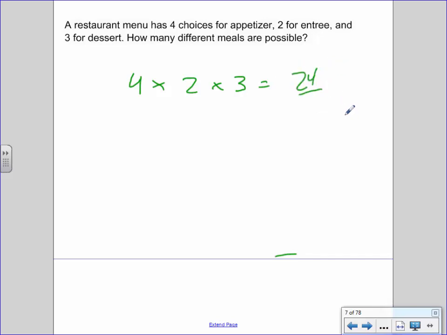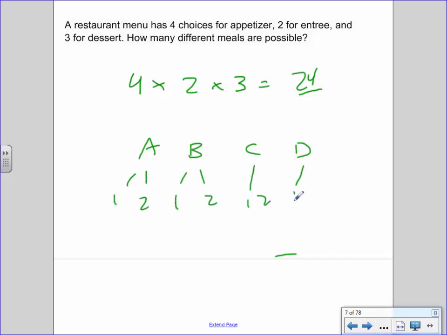Now, if I wanted to, I'm going to draw a really quick tree diagram here just to show you that that math still works out. But after this slide here, I'm never going to draw a tree diagram again because it takes too long. But just watch. I could have said there was appetizer A, B, C, and D. And then there's 2 entrees. I'll make those ones be like 1 and 2.